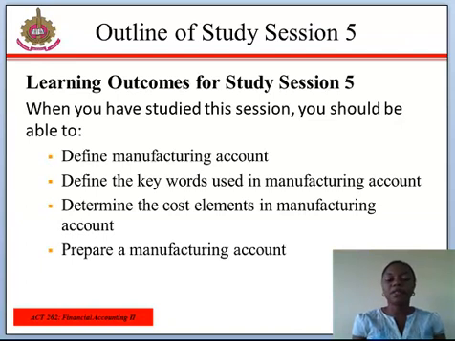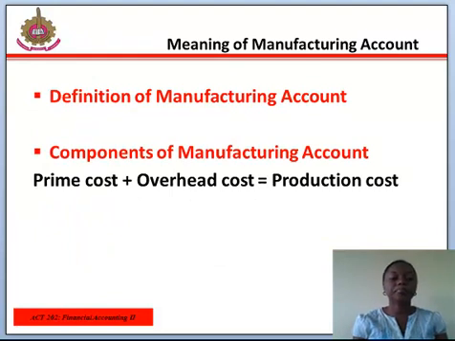At the end of this study session, you should be able to define manufacturing accounts, define the keywords used in manufacturing accounts, determine the cost elements in manufacturing accounts, and lastly, prepare a manufacturing account. A manufacturing account is a part of the final account that is drawn by a manufacturing entity before drawing the trading and profit and loss accounts, as well as the balance sheet.